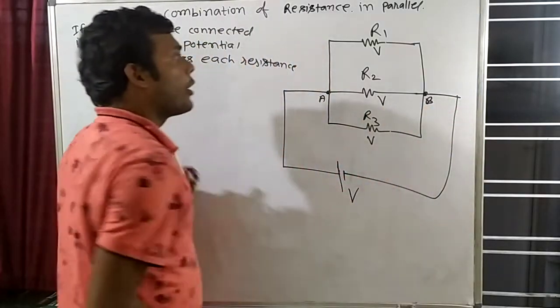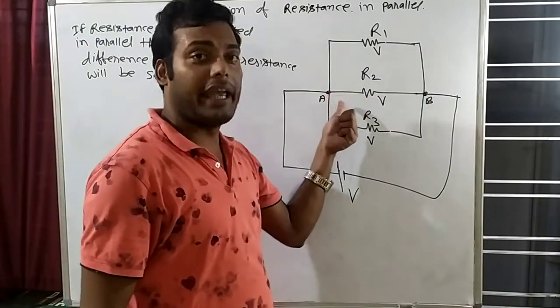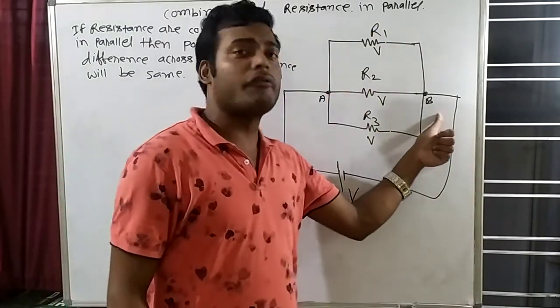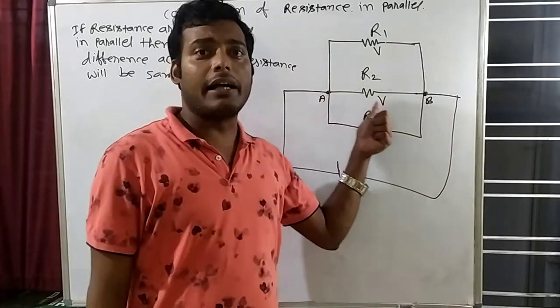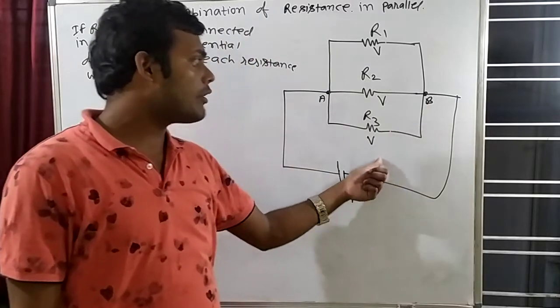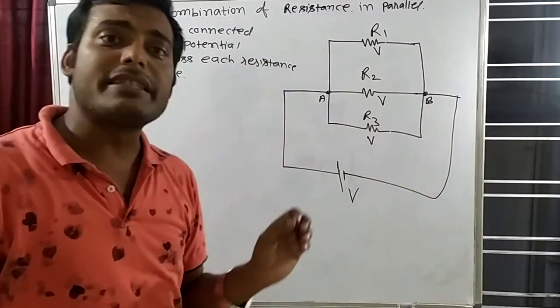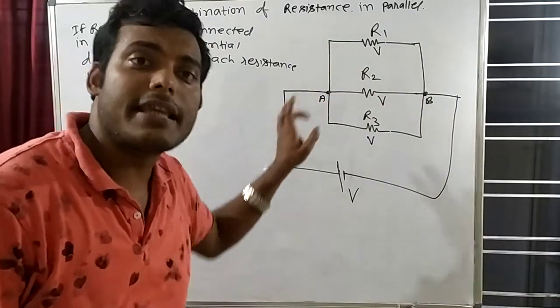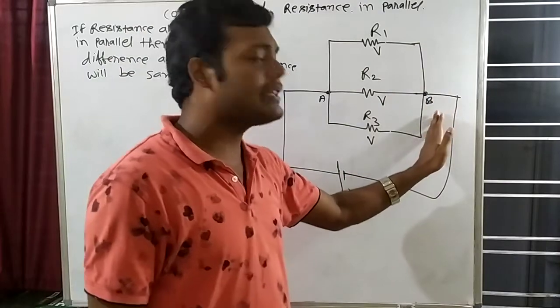If I ask you that the first resistance, that is R1, is starting from which point? A, and R1 is ending at which point? B. R2 is starting from which point? A, and R2 is ending at B. R3 is also starting from A, and R3 is also ending at B. That means can we say that each resistance is starting from the same point A, and each resistance is ending at the same point B?